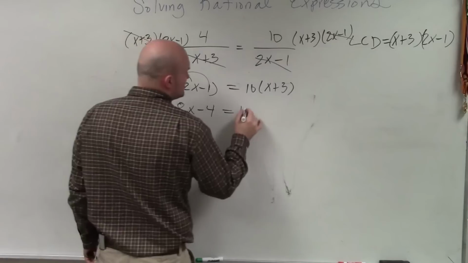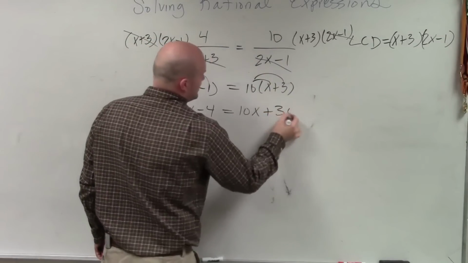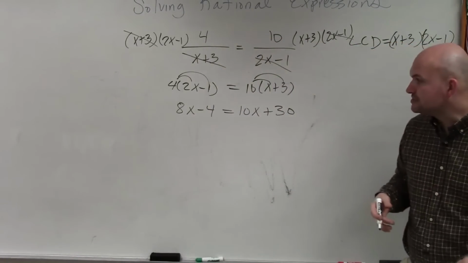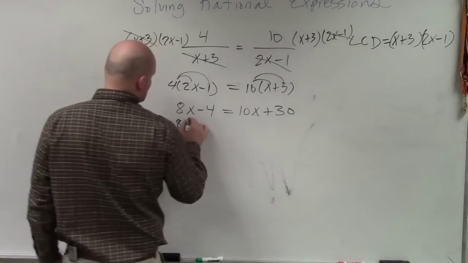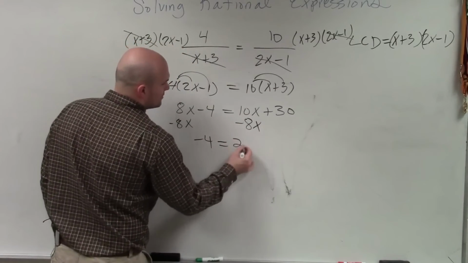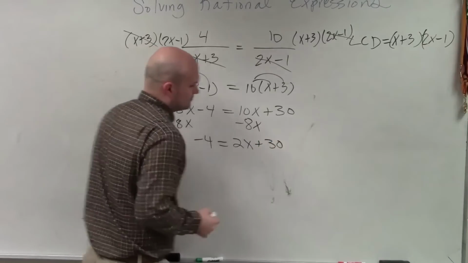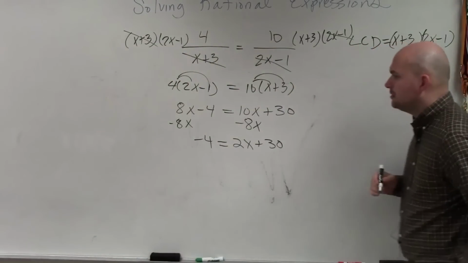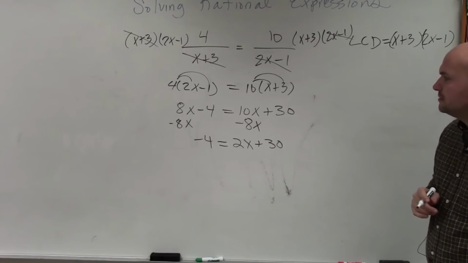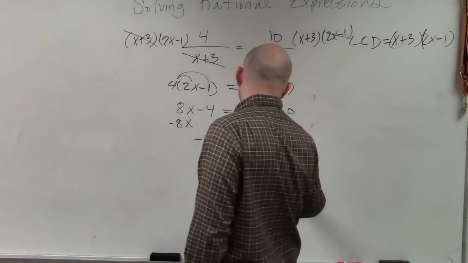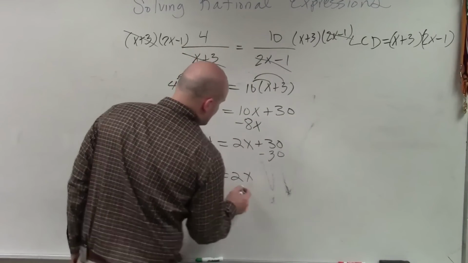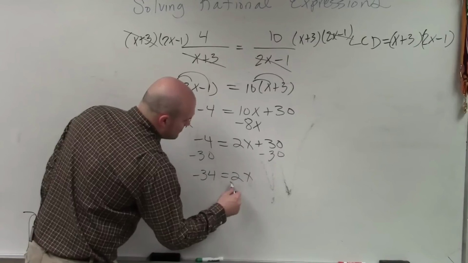8x minus 4 equals 10x plus 30. Then I always like to get the x's on the same side first. So I'll subtract an 8x, because I always like to make my x's positive. It's OK. You did the same thing. You did it correctly. I'll subtract 30. And I have negative 34 equals 2x. So either way, it's going to be the same.